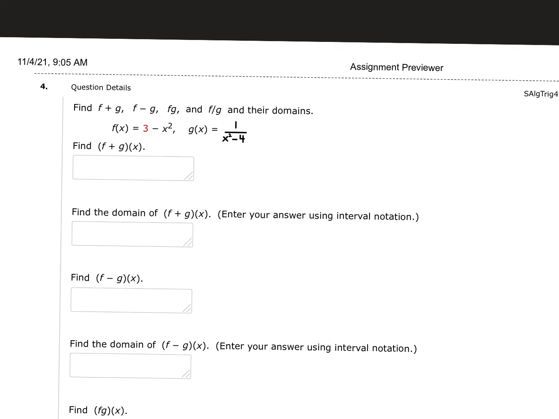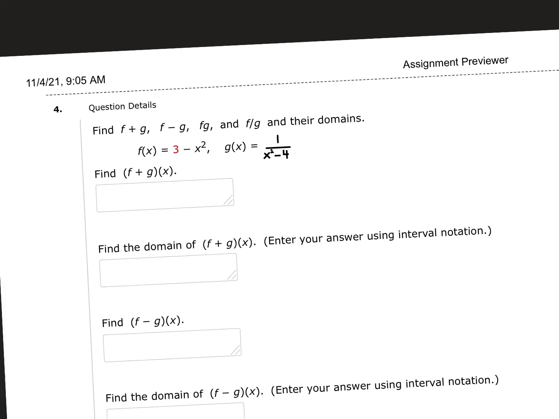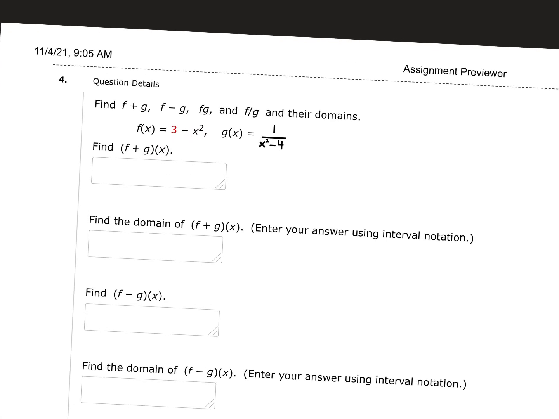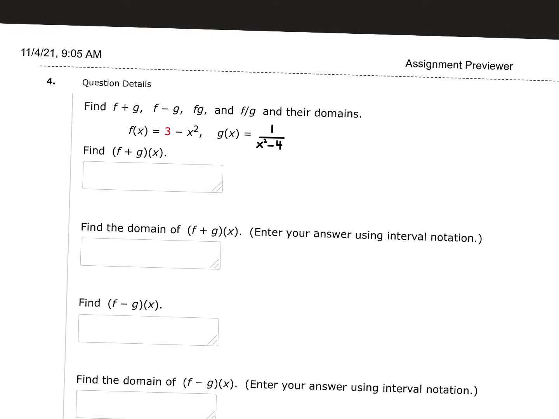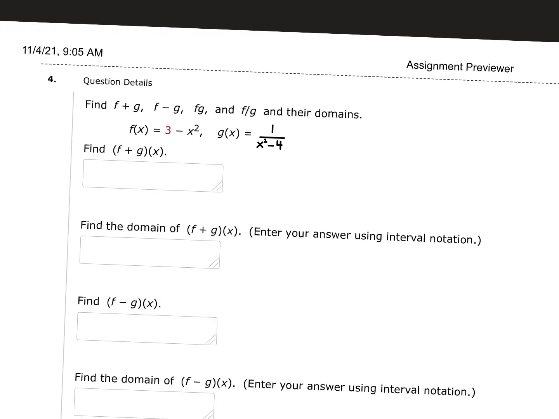Go to modules. All right, ladies and gents, when you combine functions, what are you doing? What do I mean by combining? You're putting them together. We're going to add, subtract, multiply, and divide. And we're going to talk about domain restrictions. We've talked about this a bunch.